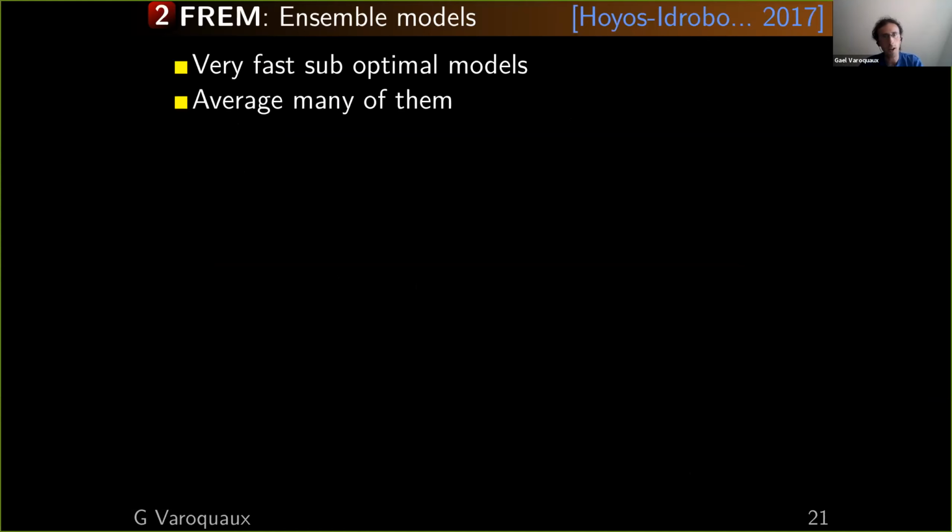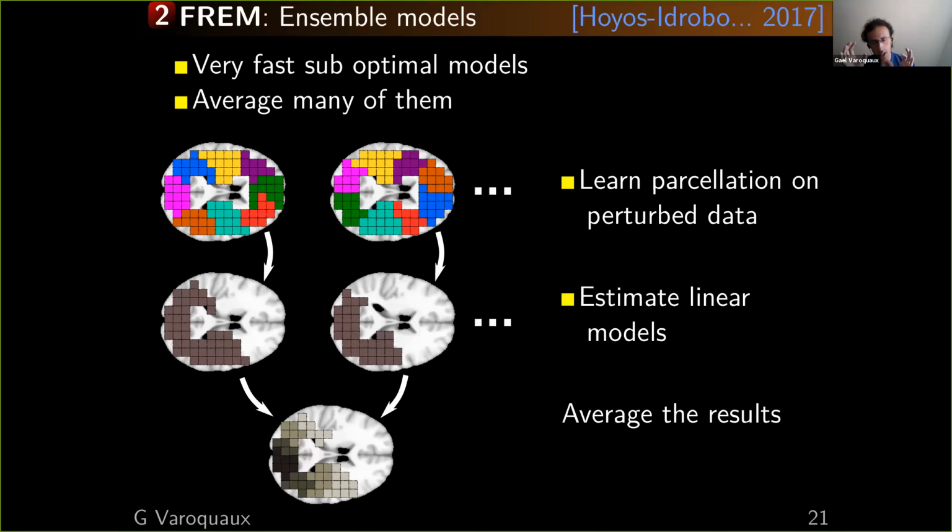Just to give a quick idea of how they work, the most recent version is called FREM, for fast regularized ensemble of models. The idea is that we're going to use very fast models that are suboptimal, and we're going to average many of them. The benefit of averaging many of them is that it gives you very stable maps.